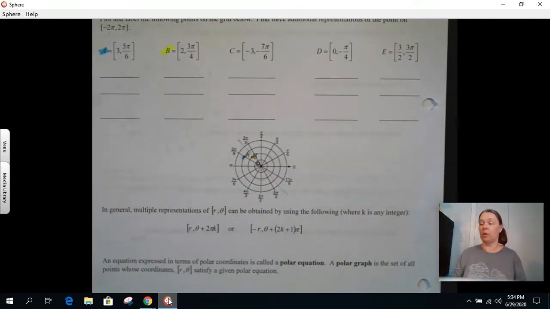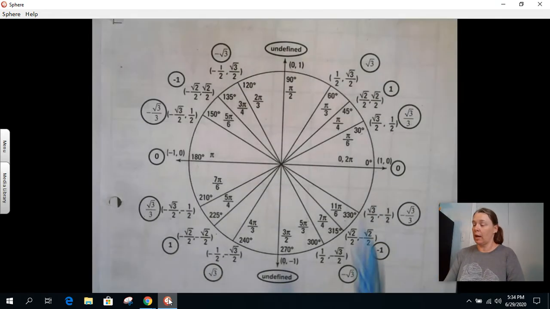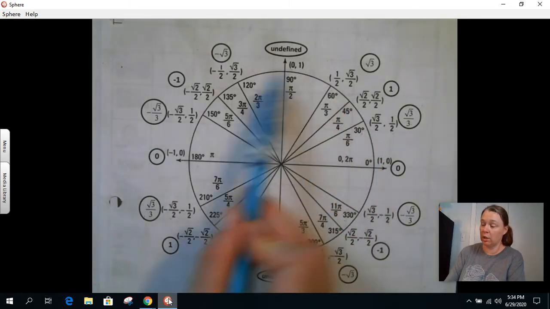Now, if you think about a unit circle, 7 pi over 6, if I went counterclockwise, is a rotation right here.